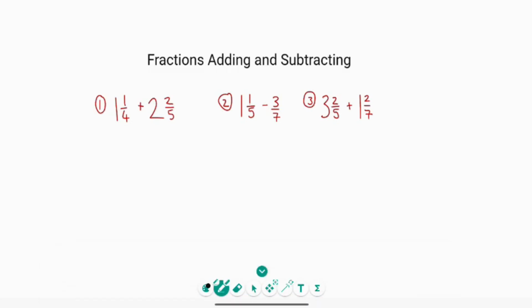So let's have a look at increasing the difficulty of the questions now. We're going to look at adding and subtracting with mixed numbers. Let's start with these addition ones. Now, there are two different methods you can use here, but I would advise the method of converting to improper fractions first, just because you can use that with addition, subtraction, multiplication, and division.